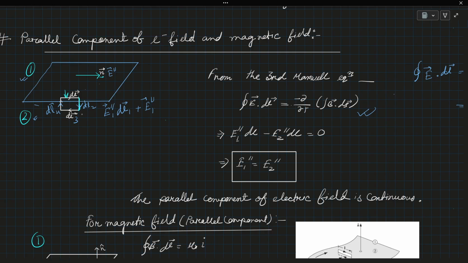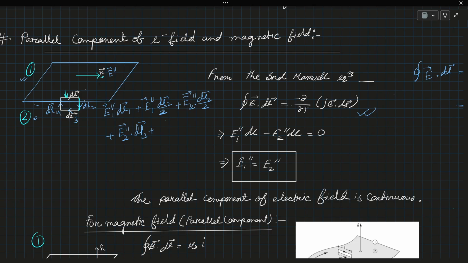Now this will be E1 parallel times half of dl2, since only the upper half of the Amperian loop is in medium 1. For the lower half, I can write E2 parallel dl2 by 2, plus for this region, E2 parallel dot dl3. Similarly here E2 and E1 will be there.